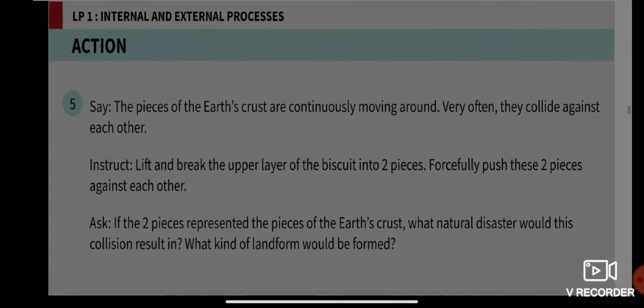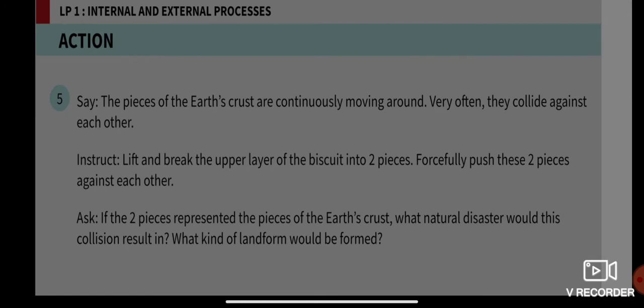Now the pieces of the earth's crust are continuously moving around. All right, remember, the pieces of the earth's crust are continuously moving around. So very often they collide against each other.